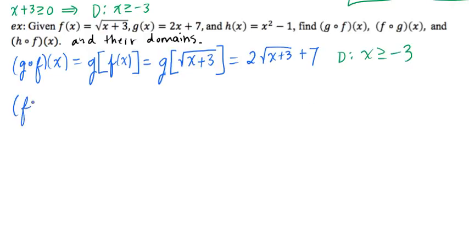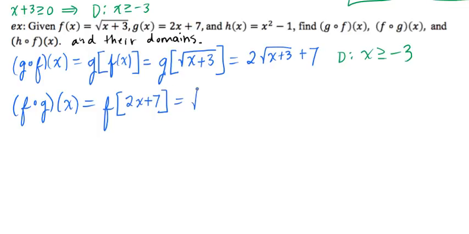Then for f composed of g, make sure you pause this video and try this one on your own first. Okay, for f composed of g, we're going to plug g of x into the function f. G of x is the function 2x plus 7. So we're going to take f of 2x plus 7. So I'm going to replace this x by 2x plus 7. So we'll get the square root of 2x plus 7 plus 3. So I replaced that x by this whole input, 2x plus 7. Simplifying, that comes to the square root of 2x plus 10.